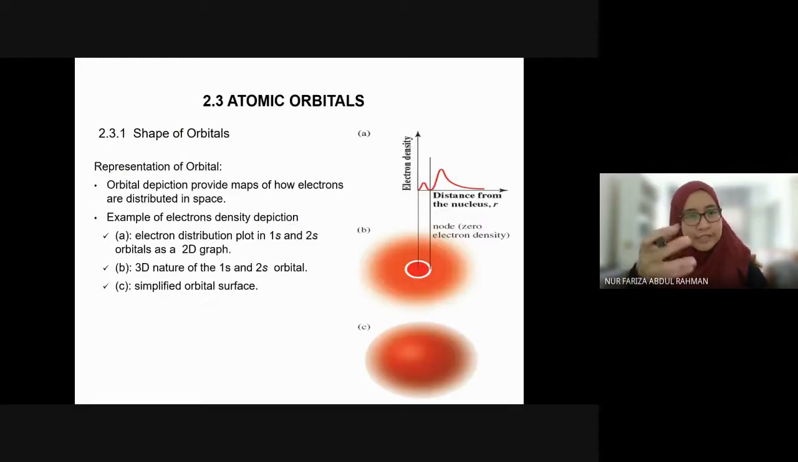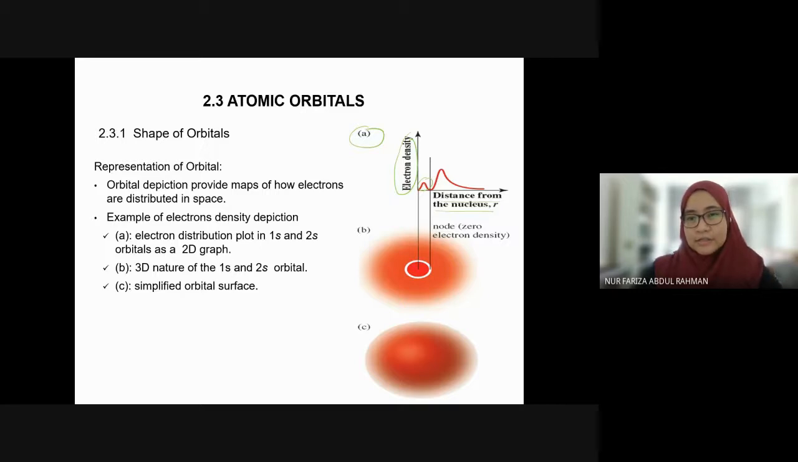Okay, right. So this is an S orbital. This is a representation of orbital. So orbital depiction provides maps of how electrons are distributed in space. Okay, so look at A. A is the graph. Okay, kita boleh correlate A with B. So as you can see, we have the graph, electron density versus the distance from the nucleus, which is R lah. So kita ada bukit kat sini kan. Dan then dia turun lembah, lepas tu bukit lagi. But this time around the electron density is higher than the first one.